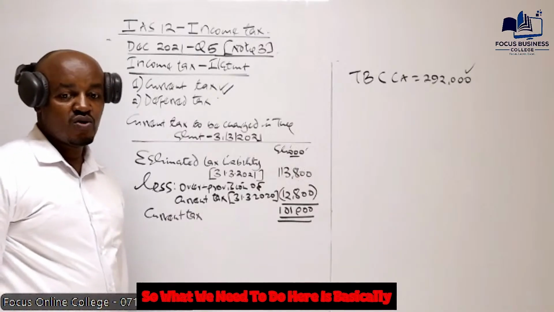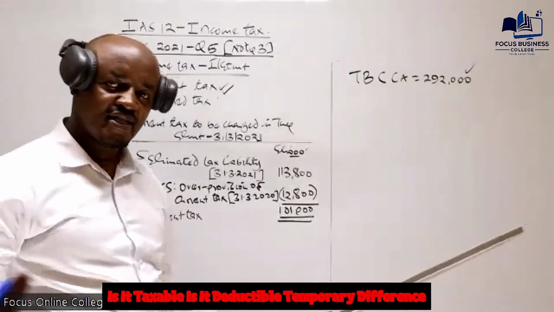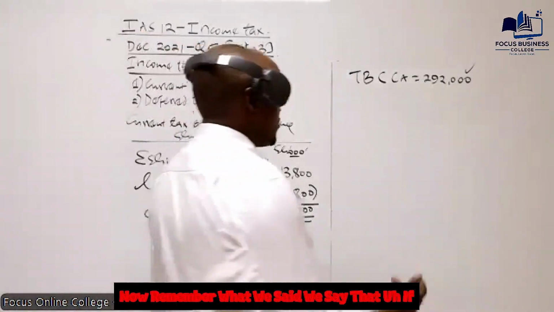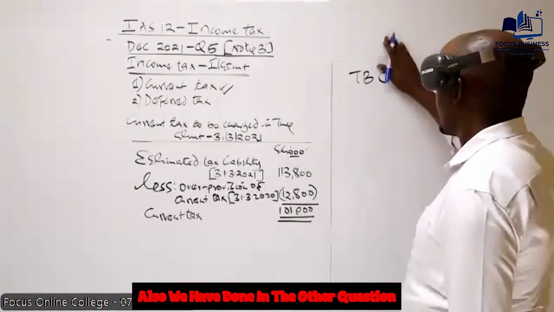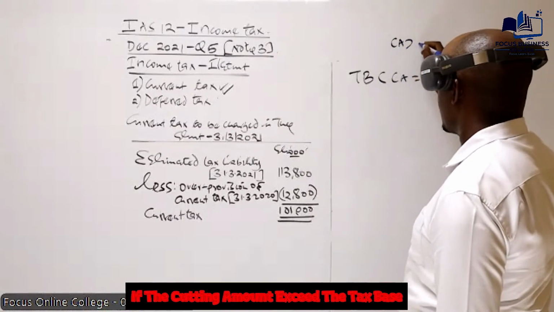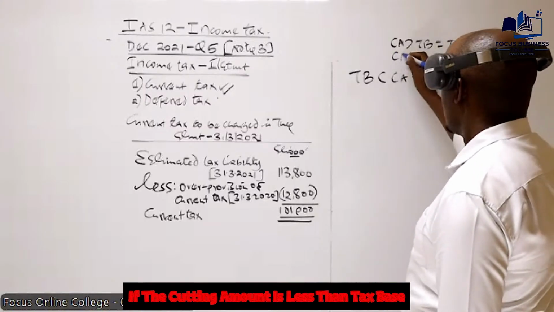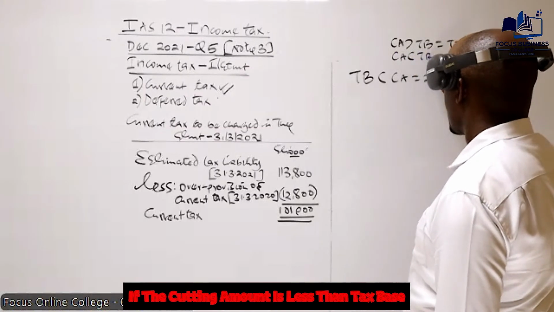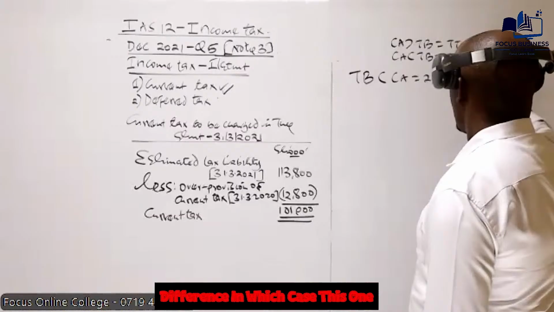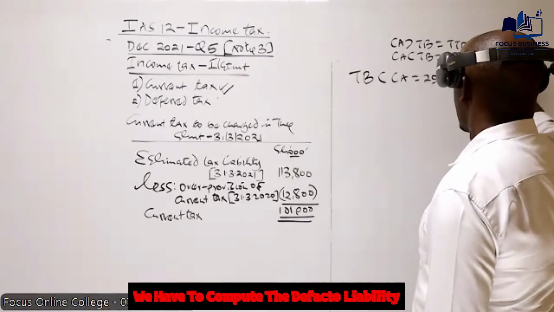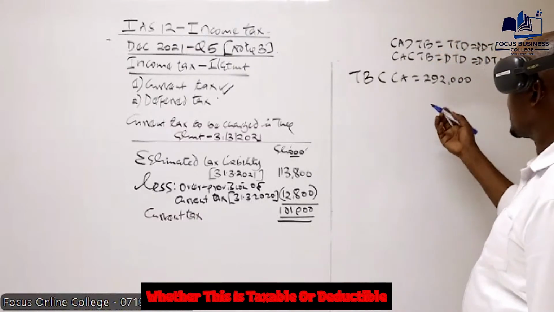So what we need to do here is to determine whether this amount is a taxable or a deductible temporary difference. Remember what we said, and that is something we have also done in the other question. If the carrying amount exceeds the tax base, then we have a taxable temporary difference. If the carrying amount is less than the tax base, we have a deductible temporary difference, in which case we compute the deferred tax asset.